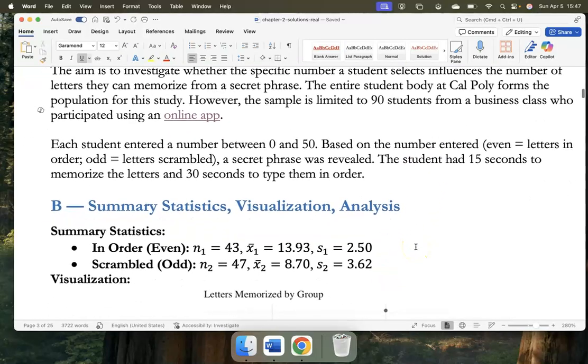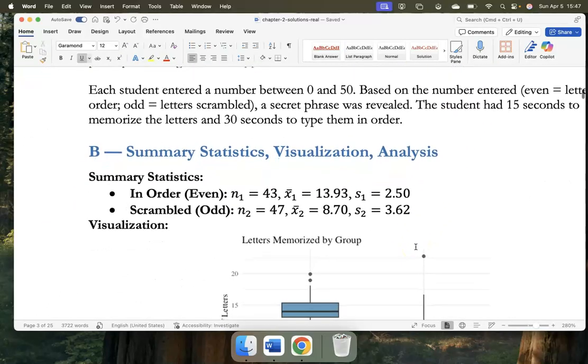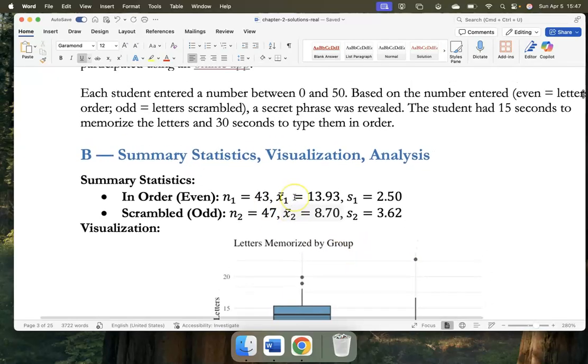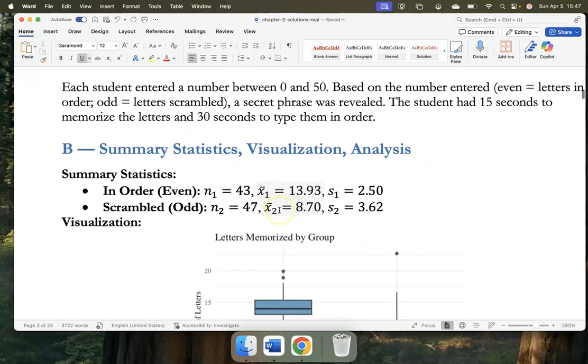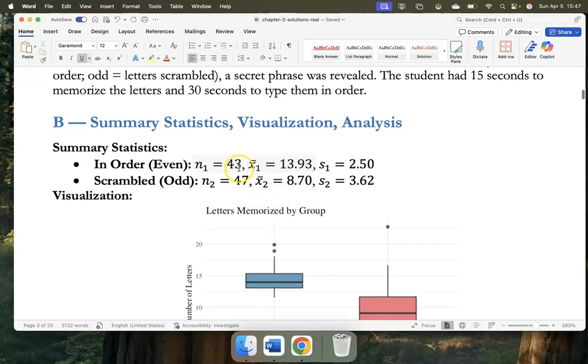So here's the data. This is from a class a couple years ago. The summary statistics look like this: the sample size for each selection, the sample mean from each group, and then the sample standard deviation. As you can see, the sample mean is a lot larger for in order, the even, versus scrambled, the odd, because when it's in order, it's easier for them to memorize.